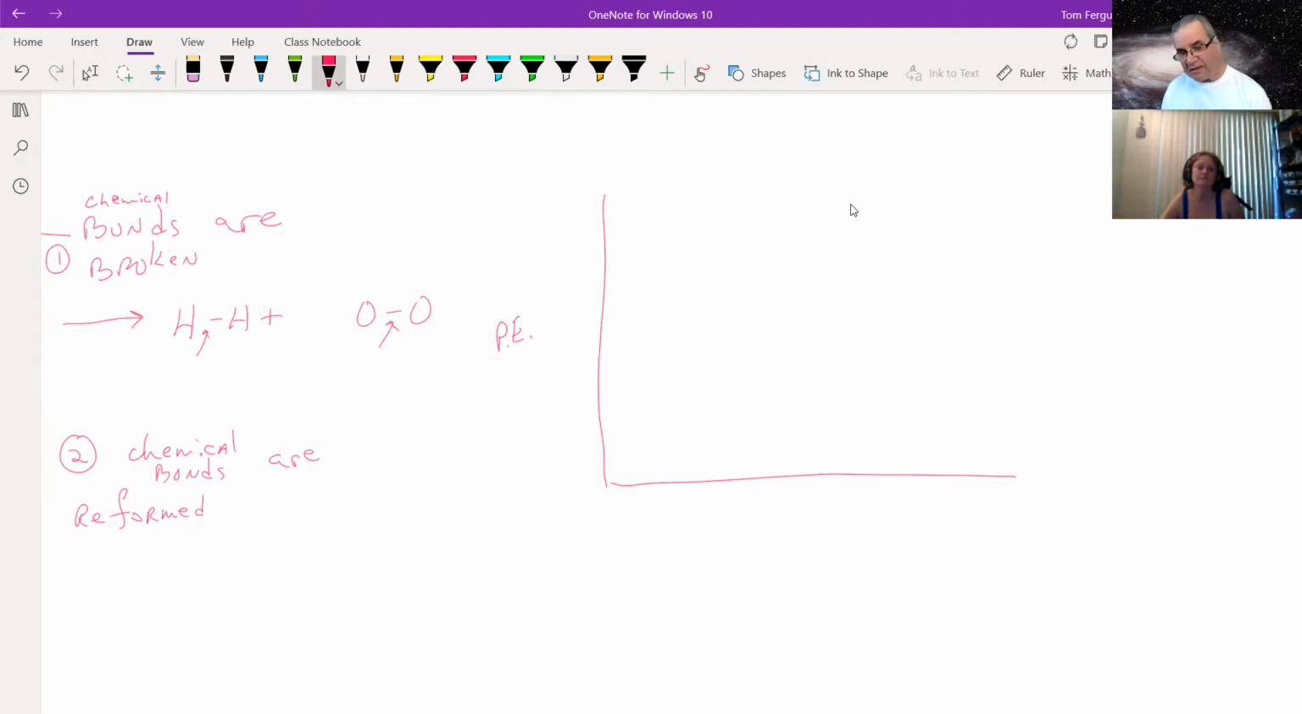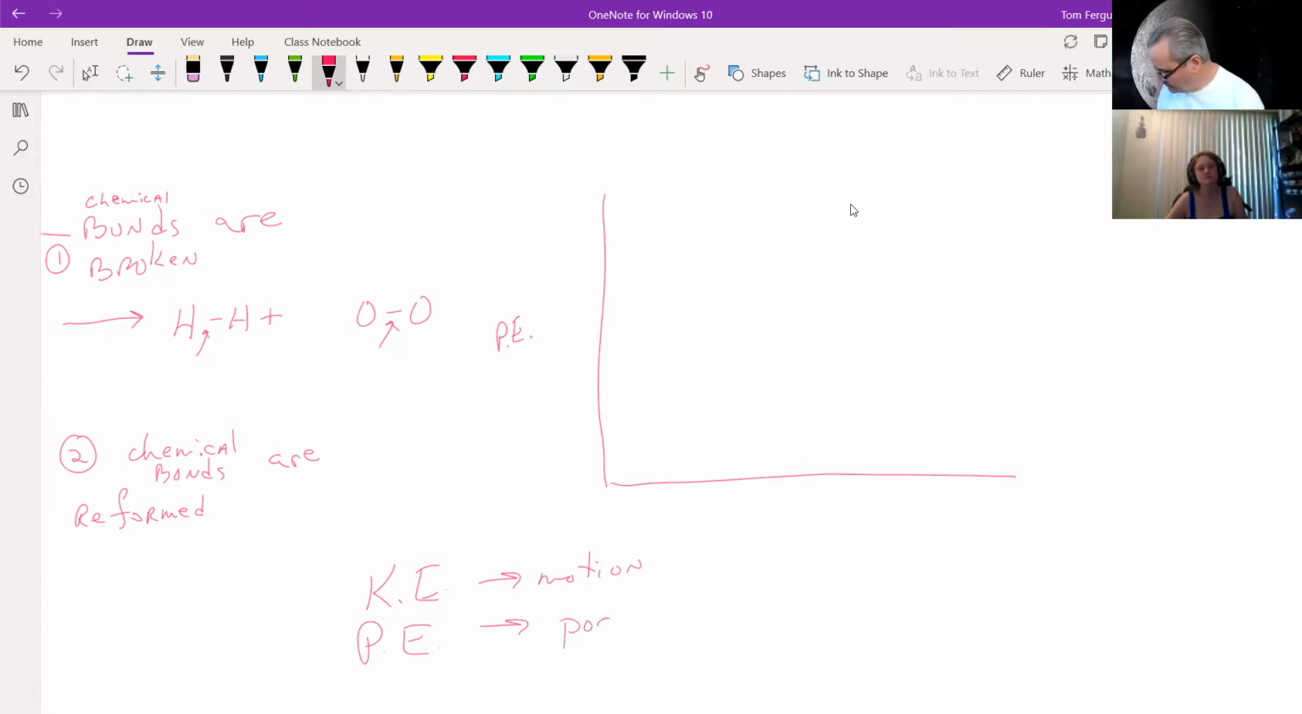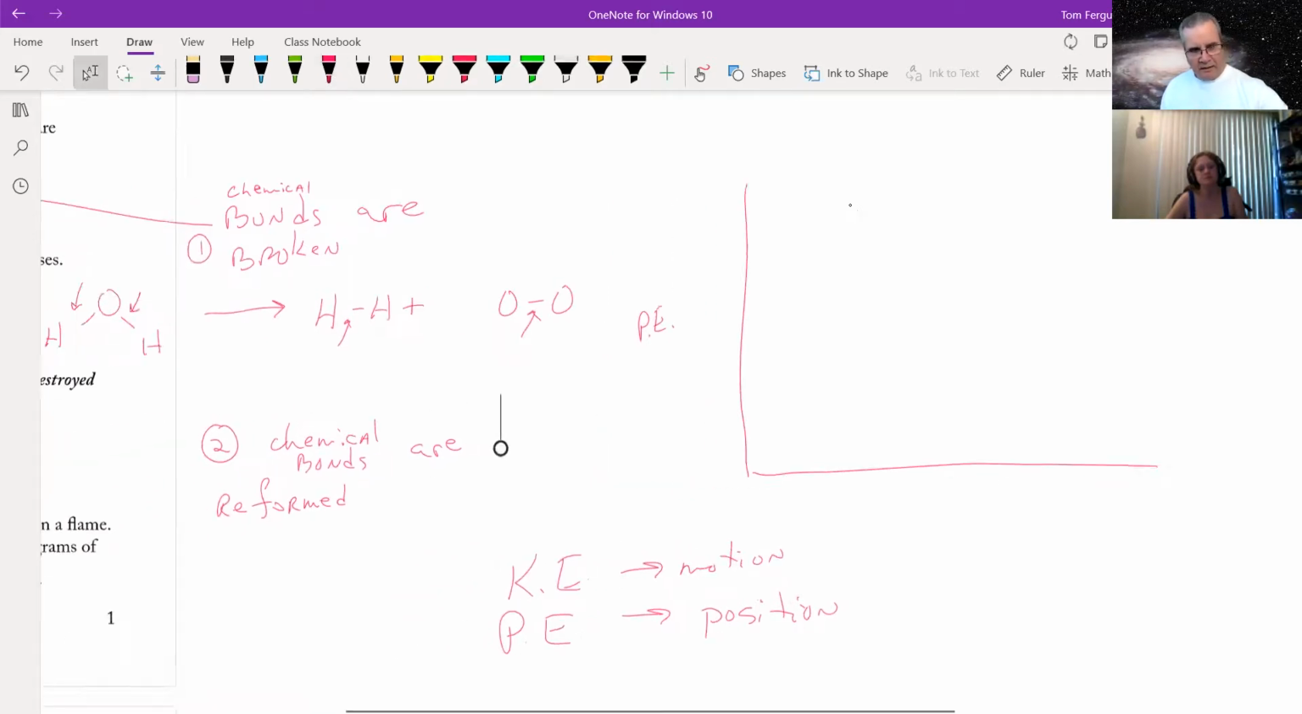Now there's two basic kinds of energy in our universe. There's potential energy and kinetic energy. Think of kinetic energy as the energy of motion. Potential energy is the energy of position, usually.